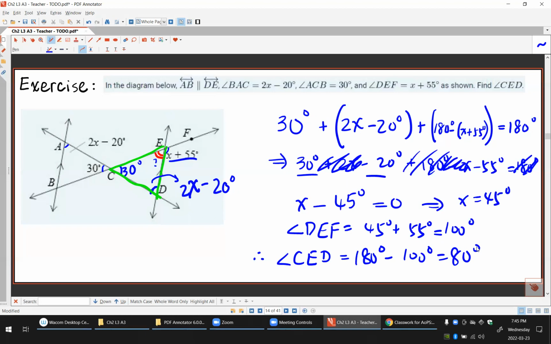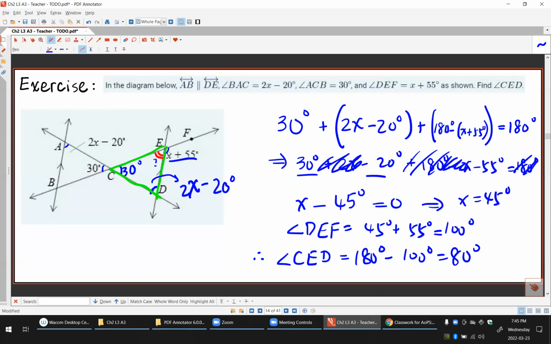Yeah. Okay, so as you can see here, we have used the properties of parallel lines. If two lines are parallel, the alternate interior angles are congruent. Remember, when you want to use this property, you need to find the correct alternate interior angles, okay? And also we have used the property of the internal angles of a triangle. We have considered the triangle CDE, right?